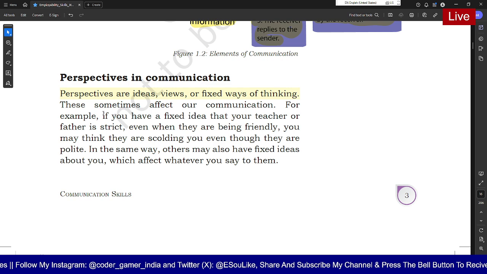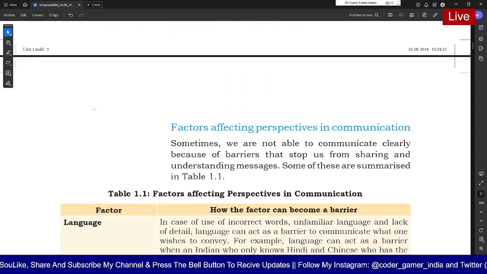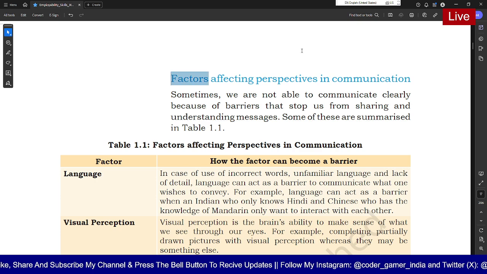For example, if you have a fixed idea that your teacher or father is strict, when they are being friendly, you may think that they are scolding even though they are polite. In the same way, others may also have fixed ideas about you that affect whatever you say to them. For example, you are speaking with your father who is very strict, so every time you will think that he is strict. You can refer to the English chapter, The Little Girl. So next we are going to see factors affecting the perspective of communication.